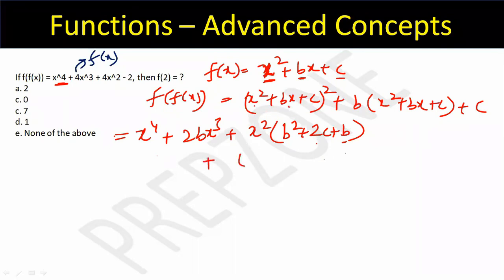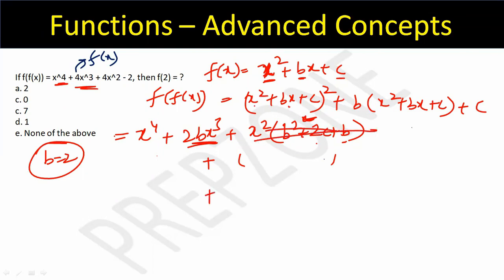The remaining terms of x, if you want to write, write them. It is not even required, right? Because now we can actually see 2bx cube is equal to 4x cube. So b has to be equal to 2. We have already calculated the value of b. b is 2, right? If b is 2, one way is x square, which we have already found. If that is not working, even this is not required because you can just directly write the constant. What will the constant be? It has to be c square plus bc plus c, right? And I know this constant has to be minus 2.